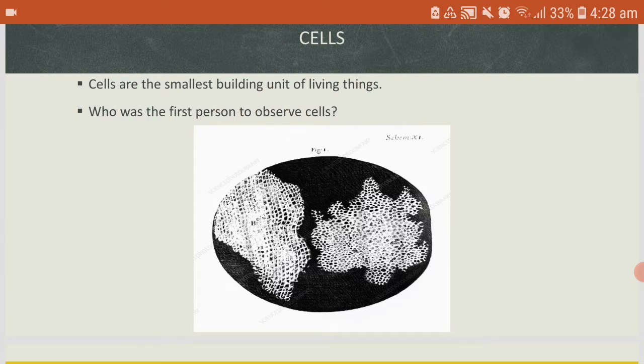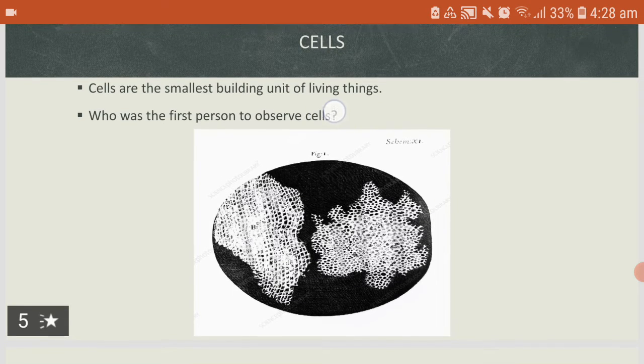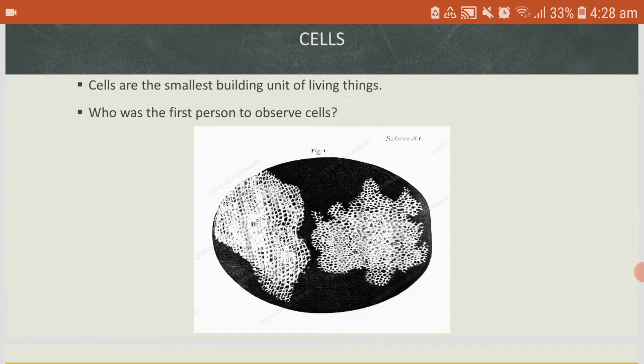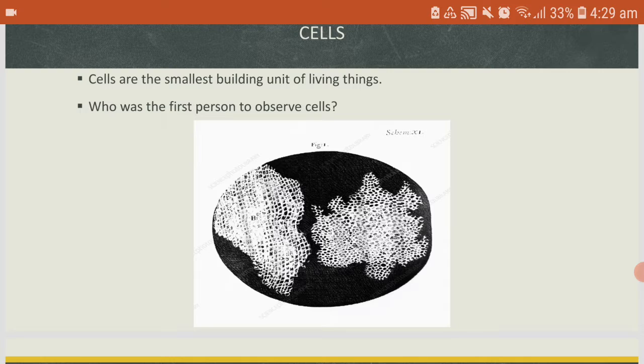Just like a house is made up of a large number of bricks, the body of all living things is made up of a large number of cells. And these cells are so small that we cannot see them without a microscope.